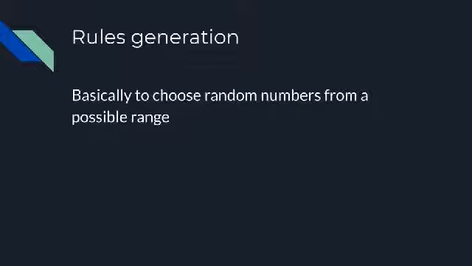Generating the rules. It is the simplest part that we generate in the game because it simply consists of generating random values inside ranges. The difficult part is knowing which ranges the numbers are allowed to be in.